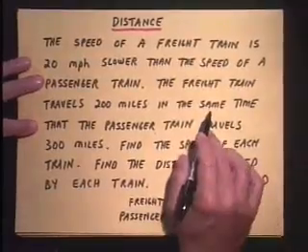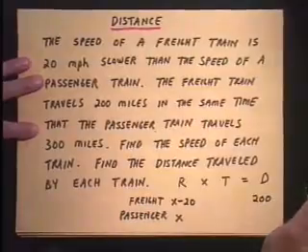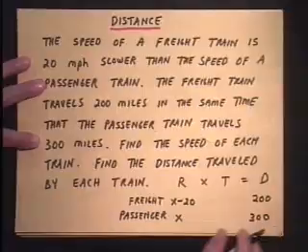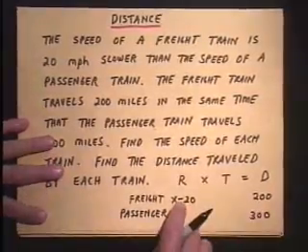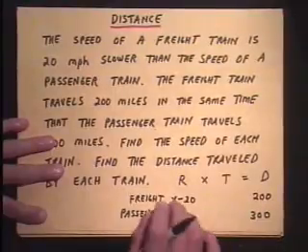Now, what else do we know in the problem? Well, we know the freight train travels 200 miles. In the same amount of time, the passenger train travels 300. Sometimes students aren't sure where to set numbers up, but if this one's going slower, it shouldn't be going as far, should it? So that kind of makes sense.